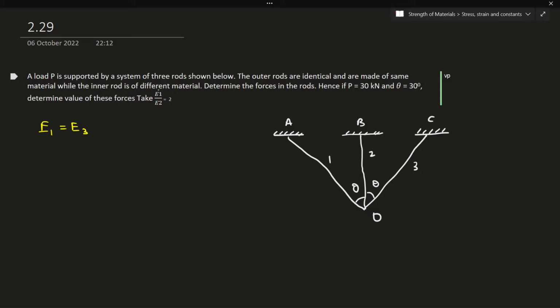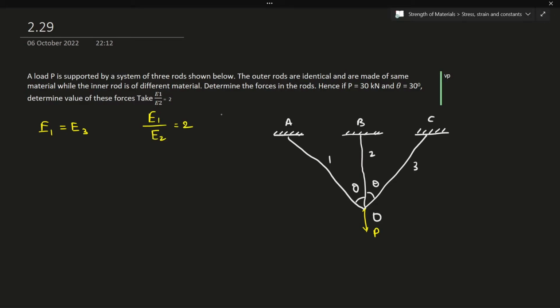While the inner rod is of different material, so we have E2. Determine the forces in the rods. Hence, if P is equal to 30, so we have another load here. So this is P. If P is 30 kilonewton and theta is equal to 30 degree, determine these forces. Okay, so we'll also have to take E1 by E2 is equal to 2.